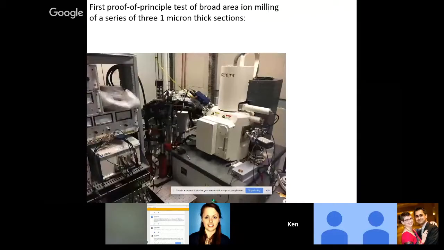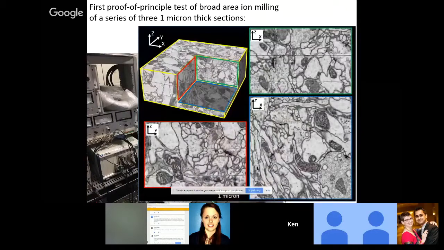Now, I've been nurturing this idea of broad ion milling for several years, but I could not figure out a way to get the broad ion milling to work. But over the past year, I have finally built a small test rig that I think is finally getting some promising results, and I'm going to show those first here.